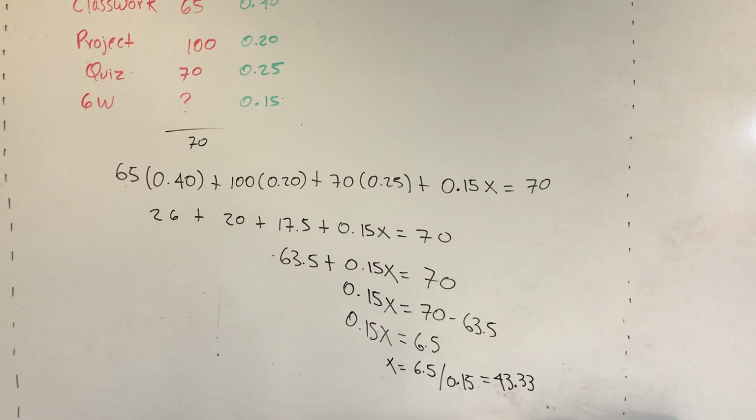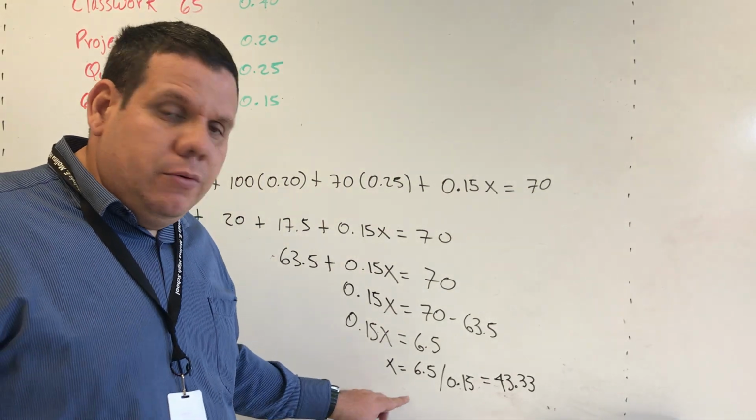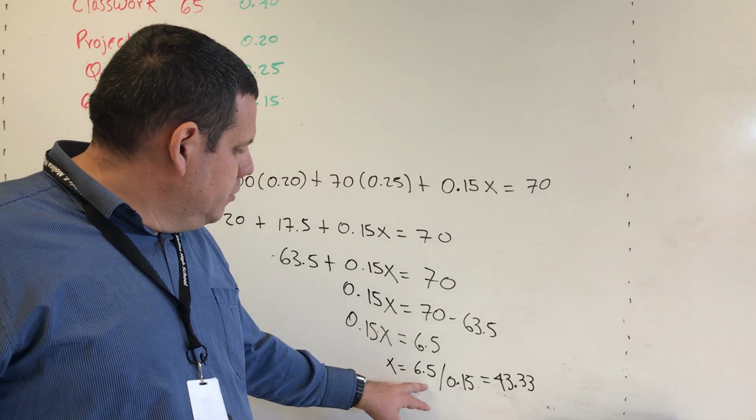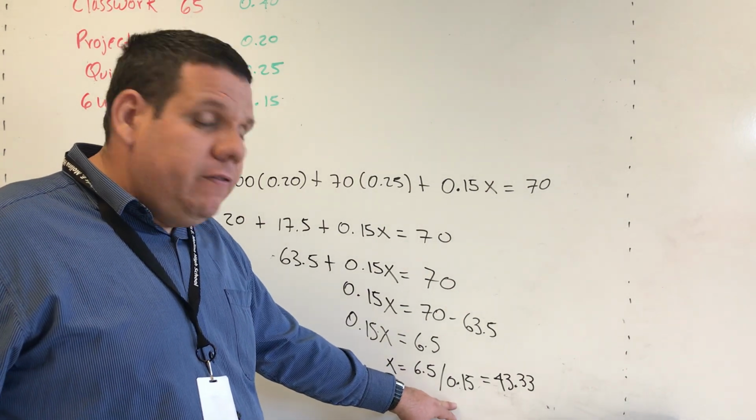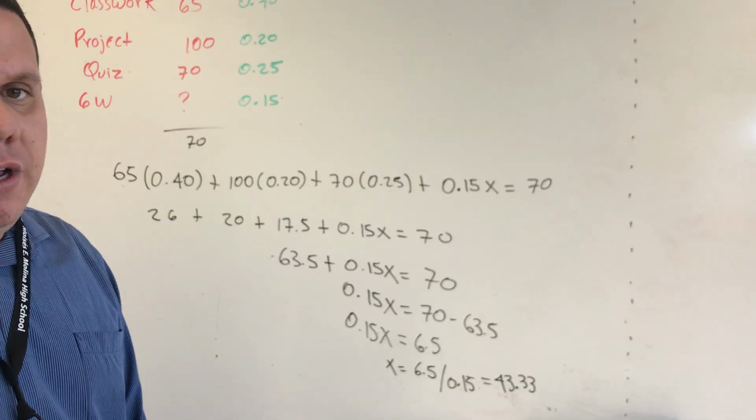Okay, sorry for the interruption, kids, and for moving a little bit the video, but the answer continues here. As I was telling you, x equals 6.5 divided by 0.15, which makes 43.33 for the grade, okay?